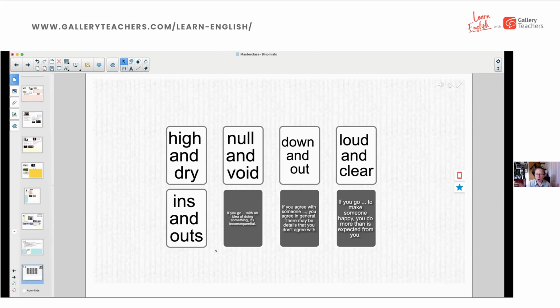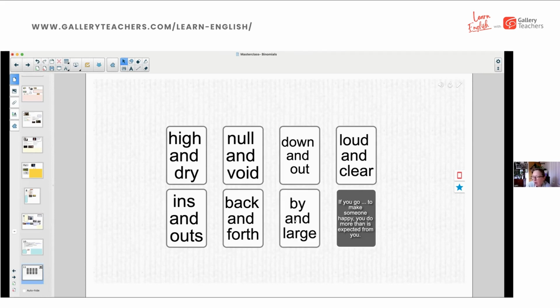So if you go back and forth with something, you never resolve this. So it's just going, like my niece and I, back and forth with arguments, but no solution. If you agree with someone, you agree in general, but there may be details that you don't agree with, but in general, you agree. So you could say, I agree with you by and large. So in general, I agree with you, but there are certain details that I differ about.